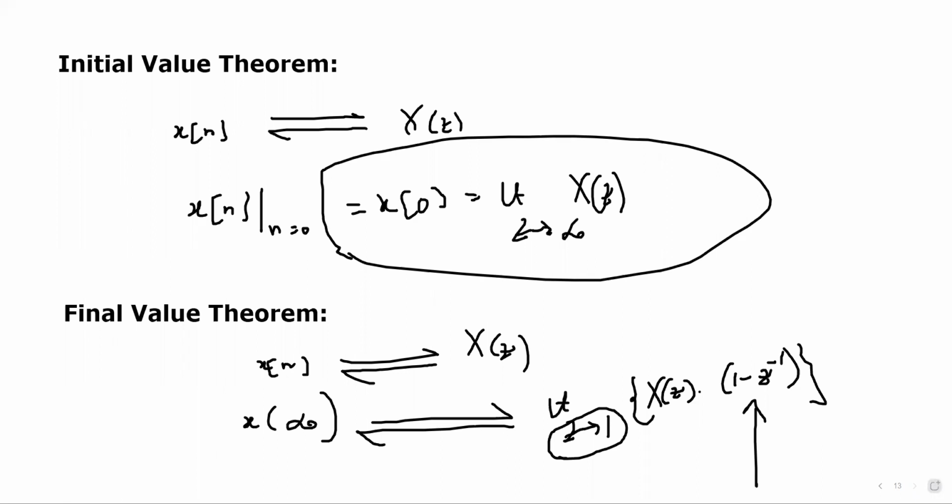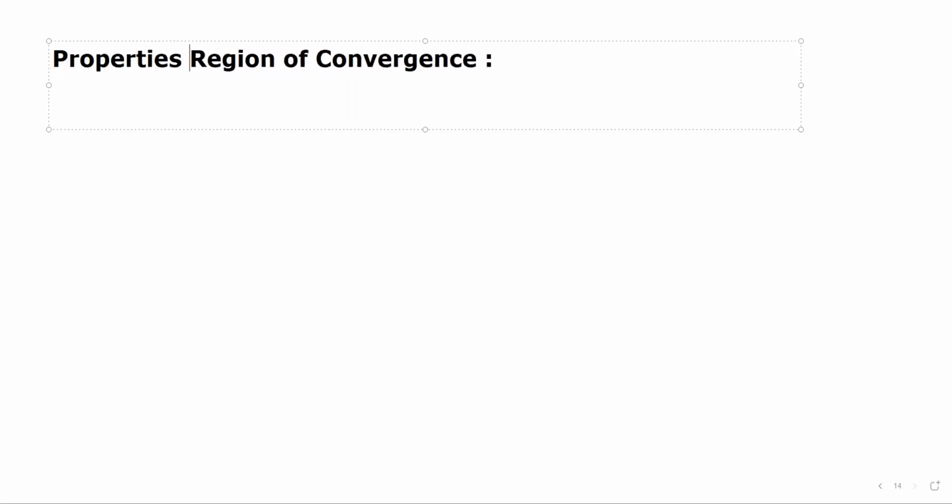So the important concept related to this is the region of convergence. What is meant by ROC, region of convergence? The region of convergence is where, at what limits, my z transform exists. Such a region we call the region of convergence. So here we have some properties of the region of convergence, and let's have a quick look at these properties of ROC.